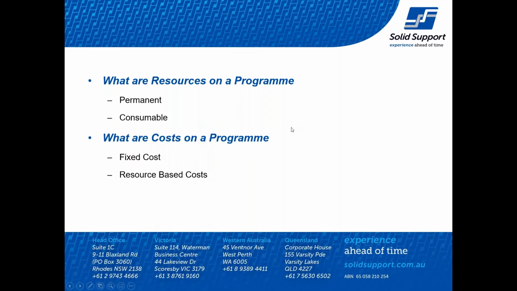So first of all, what are resources on a program? What's cost on a program? In very general terms, resources is when you allocate either a permanent or a consumable resource. A permanent resource would be a person, a piece of plant machinery, a room, or a piece of hardware.